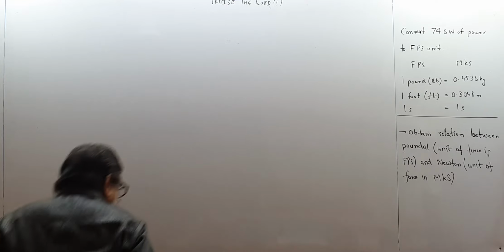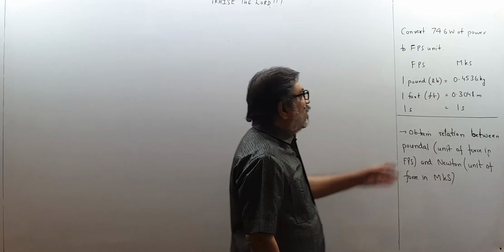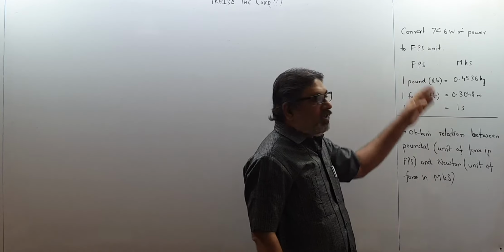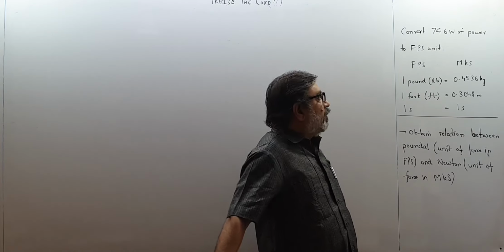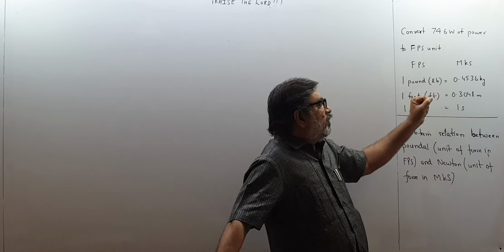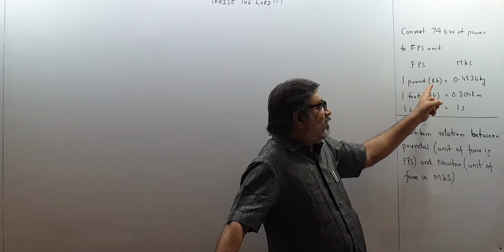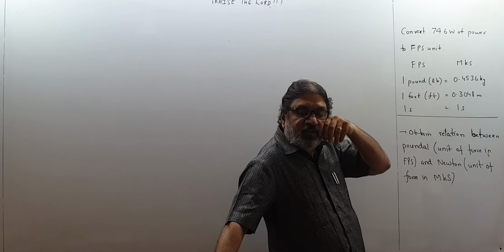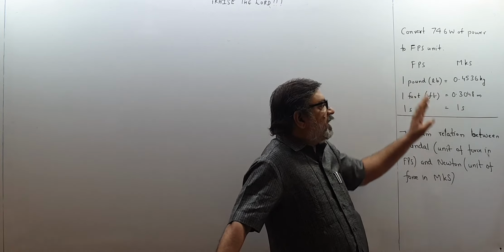Okay, now two more sums, children. Convert 746 watt of power to FPS unit, foot, pound and second. It is given to me in foot pound second. 1 pound mass, it is written as LB. We write mass in kg, so we write pound as LB.